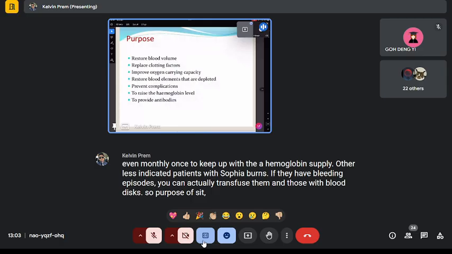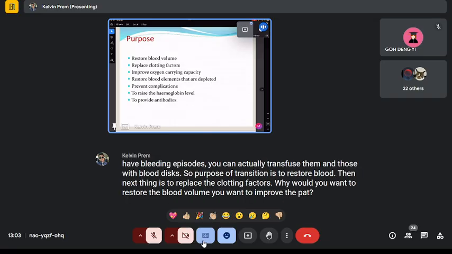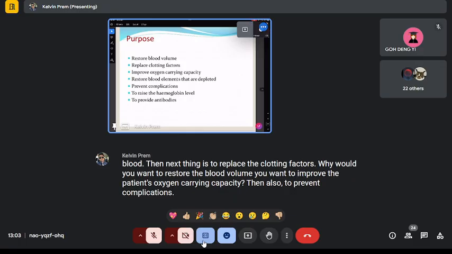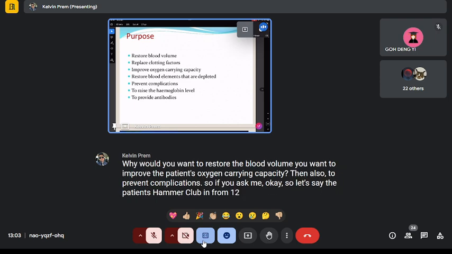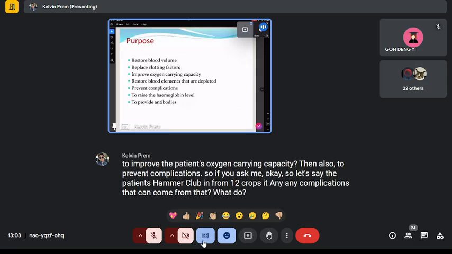So the purpose of transfusion is to restore blood volume. Then the next thing is to replace the clotting factors. Why would you want to restore the blood volume? You want to improve the patient's oxygen carrying capacity, and also to prevent complications. So if you ask me, let's say the patient's hemoglobin drops from 12 to 8. Any complications that can come from that? What do you all think can happen?